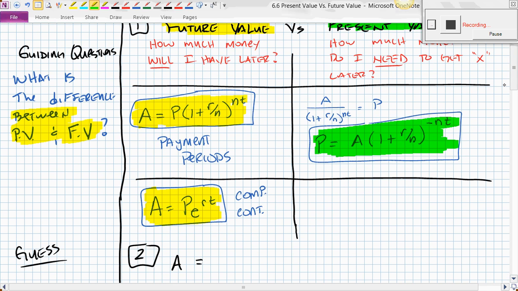Okay, I'm pretty sure you can guess what the other one is going to be. So P would be A e to the what? Negative RT. You guys got it.